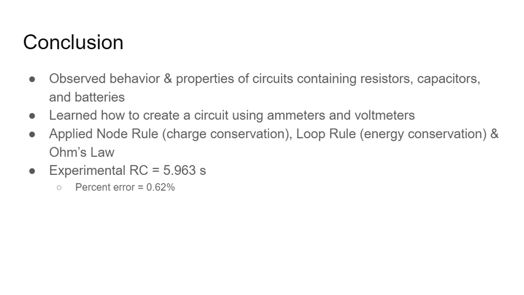So in conclusion, we observed the behavior and properties of circuits containing resistors, capacitors, and batteries. We learned how to create a circuit using ammeters and voltmeters, and we applied the node rule, the loop rule, and Ohm's law, and we found our experimental time constant to be 5.963 seconds with a percent error of 0.62%.